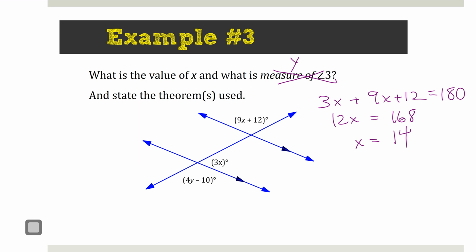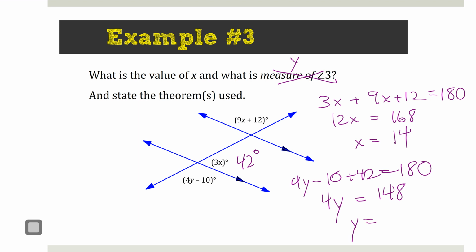You plug in 14 for x. So 14 times 3 is 42, plus 12 is 54. And then you would add them together and set them equal to 180. Beautiful. 4y minus 10 plus 42 is equal to 180. 4y, that's 32, bringing that over there is 148. So y is equal to 37.